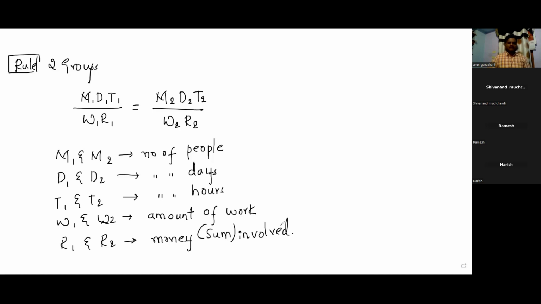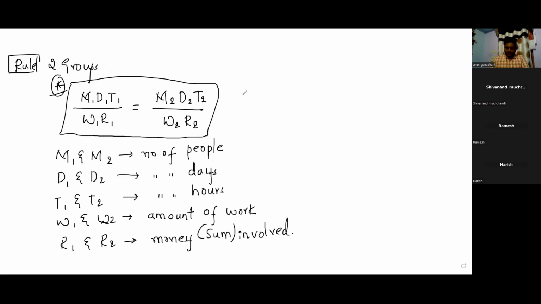So in the last example, what did we do? In the last example, we did M1 D1 T1 is equal to W1 R1. This is the main formula. Mark it as very important because in the last 2 years AFCAT questions have also come from here. CDS is also coming from here. So this is very important. Okay.